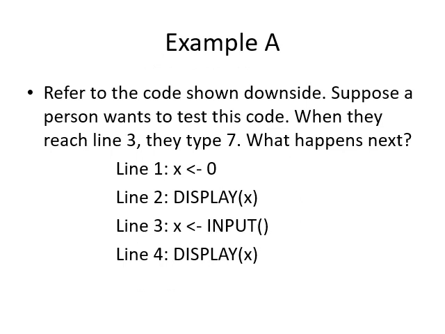Let's take a look at one example. Example A: refer to the code shown. Suppose a person wants to test this code. When they reach line 3, they type 7. What happens next? Line 1 is variable x is assigned to 0, line 2 is to display variable x, line 3 is x is assigned to input, and line 4 is to display variable x.